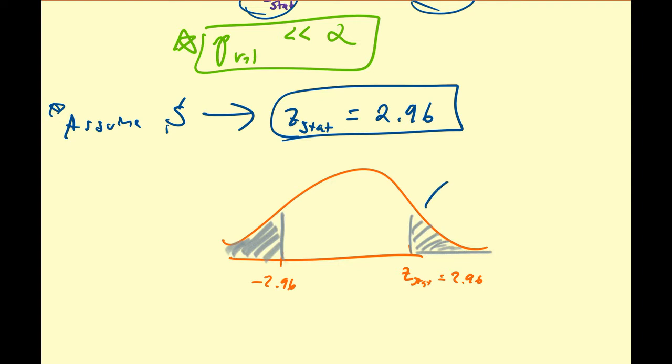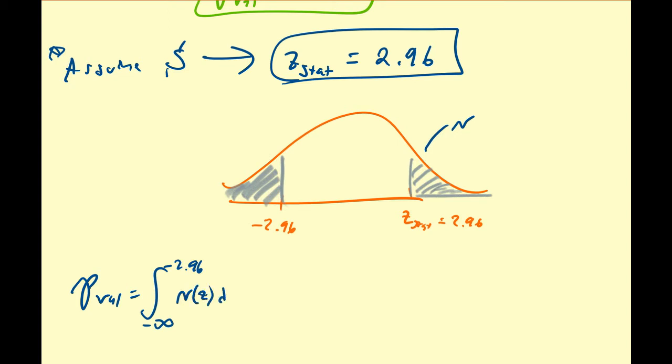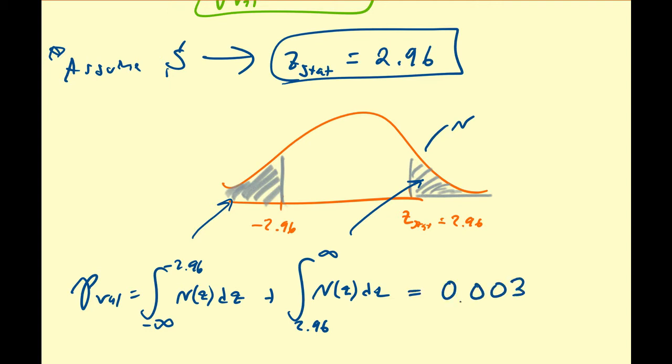So again, if this is a Z statistic, then this is the normal distribution. That means this p-value is going to be equal to the integral from minus infinity to negative 2.96 under our standard normal distribution, plus the integral from 2.96 to infinity under the same exact distribution. So this integral corresponds to this area here. And if you calculate this integral out, you're going to get that this is equal to 0.003 approximately.